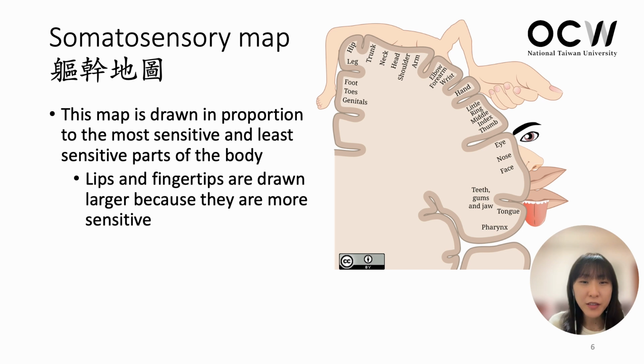The somatosensory cortex can be arranged into a map like this. This is a map that is drawn in proportion to the most sensitive or the least sensitive part of the body. So the more sensitive parts are sized bigger. Here we can see that the lips and fingertips are shown to be larger.